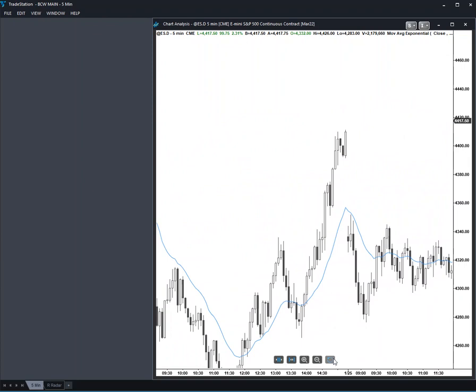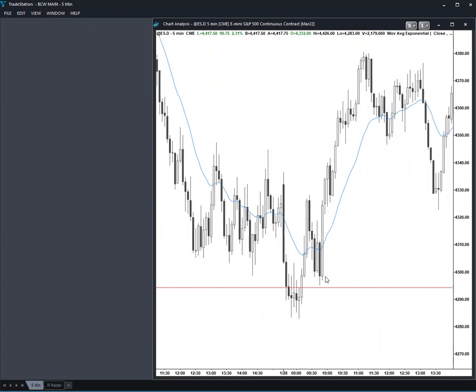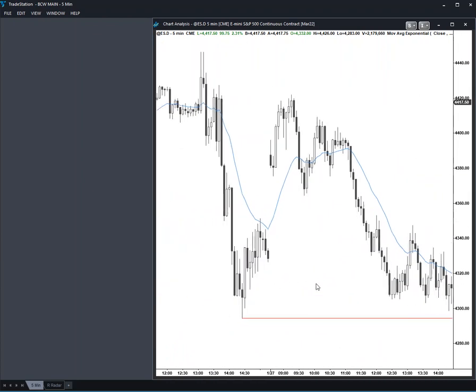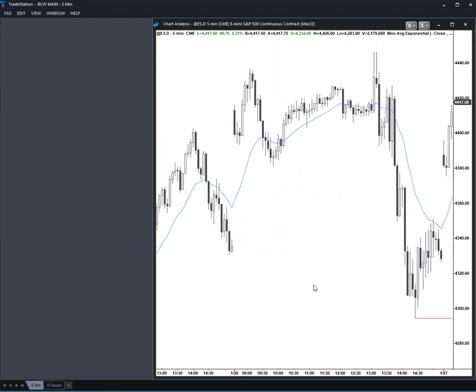And the last piece I'll talk about is assessing the probability of the other side of your trade. That is also just as important as assessing the probability of the trade you're in.